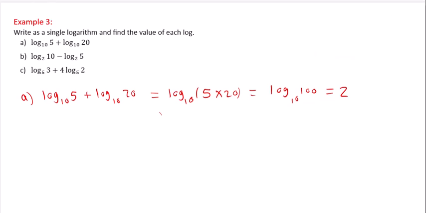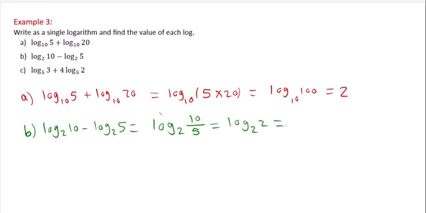Let's go to the second one. Let me write the second one one more time. So here, what do we have? We have log to base 2 of 10 minus log to base 2 of 5 equals what? Here we have the difference of two logarithms with the same base. So we know that the difference can be changed to be the quotient. So here I need to keep log to base 2, and it will be the quotient of 10 over 5. And that can be simplified to be log to base 2 of 2, which is equal to 1.